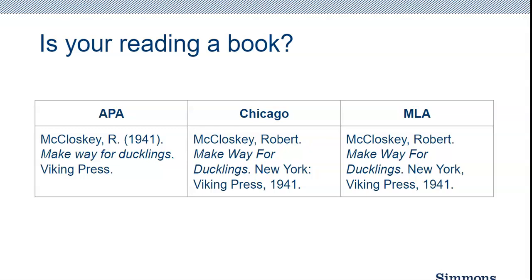Like book chapters, books tend to be published by entities that have the word press as part of their name, although again, this is not always the case. This example is published by Viking Press and does not include any page numbers and only one title, so that is how we know it's a book.